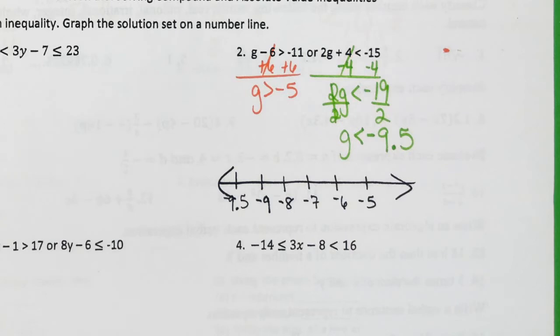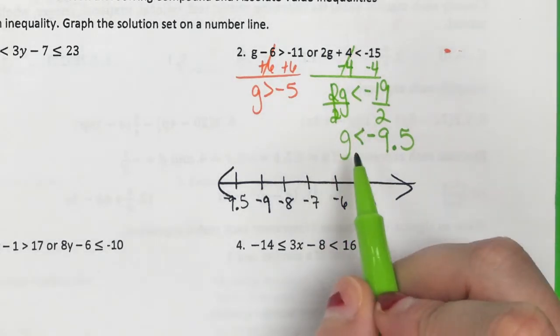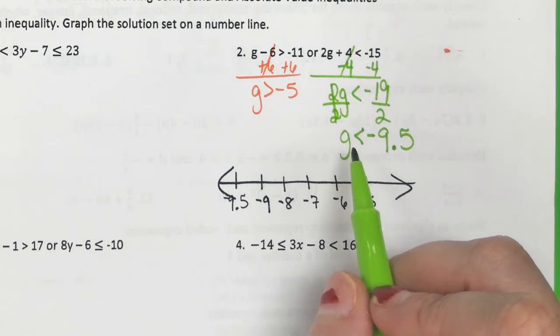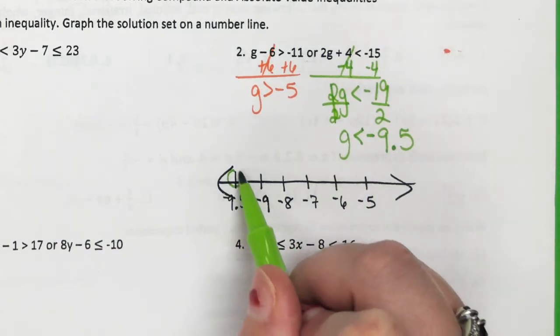Okay. All right, what about negative 9.5? What kind of circle does he get? Open. And where does he shade?